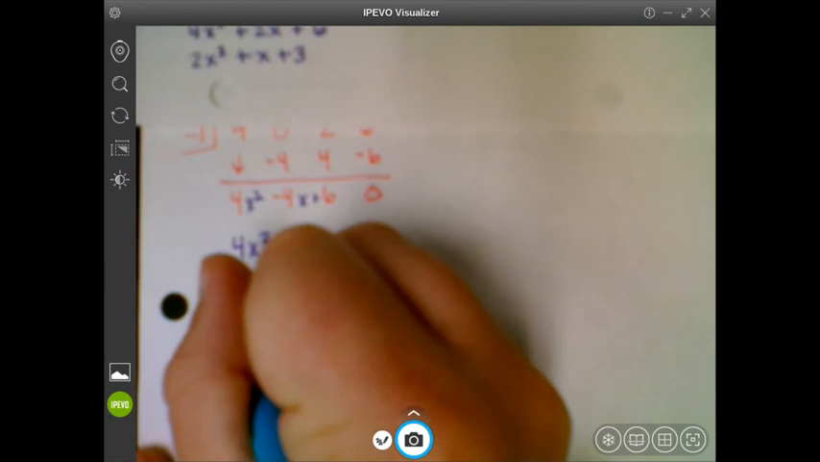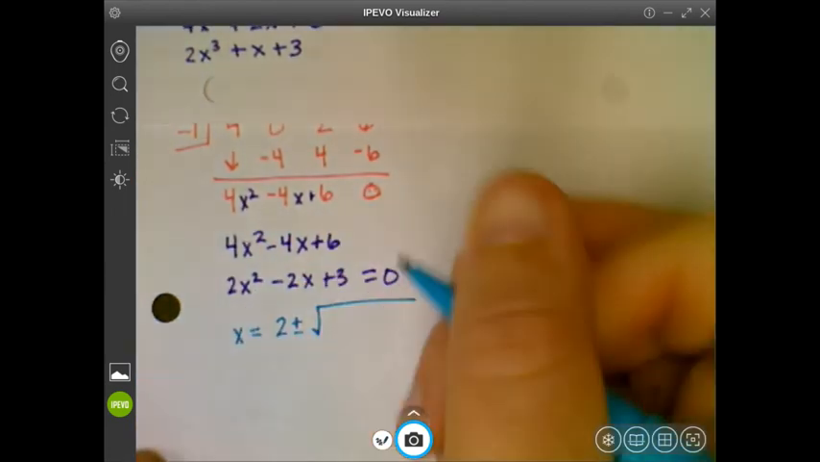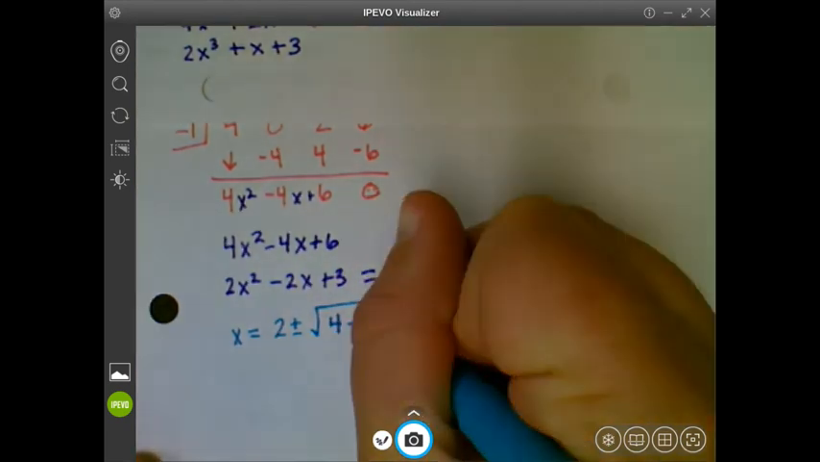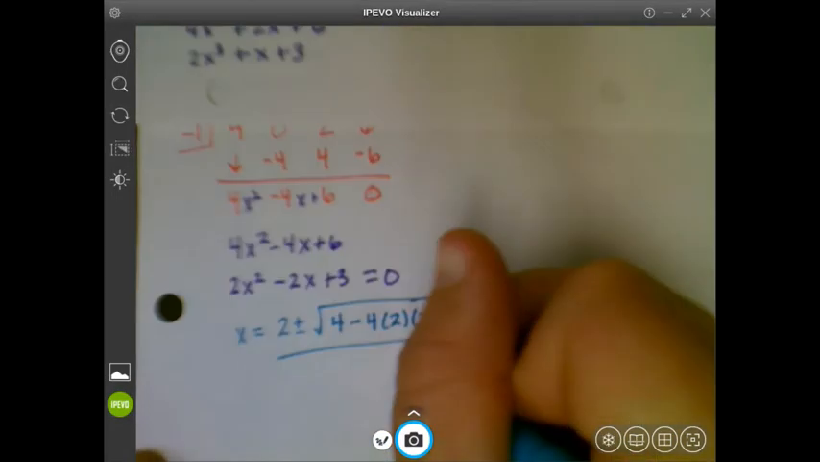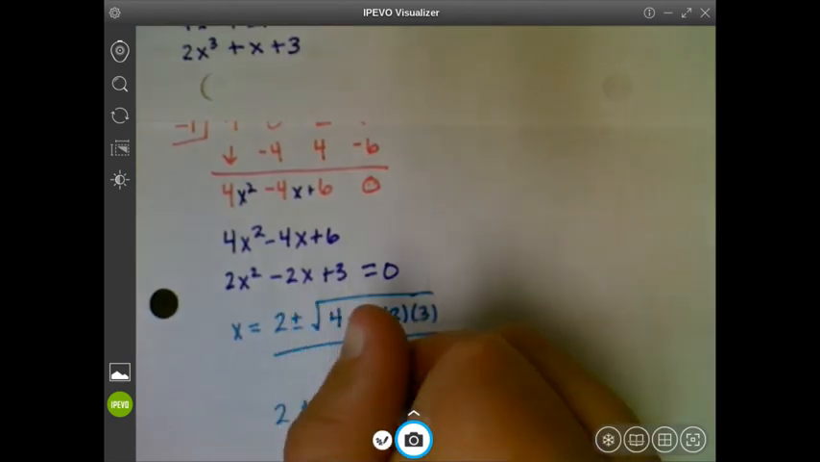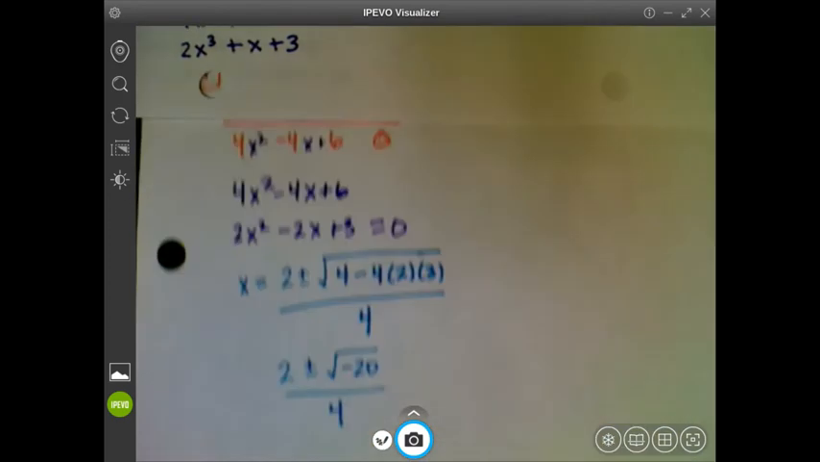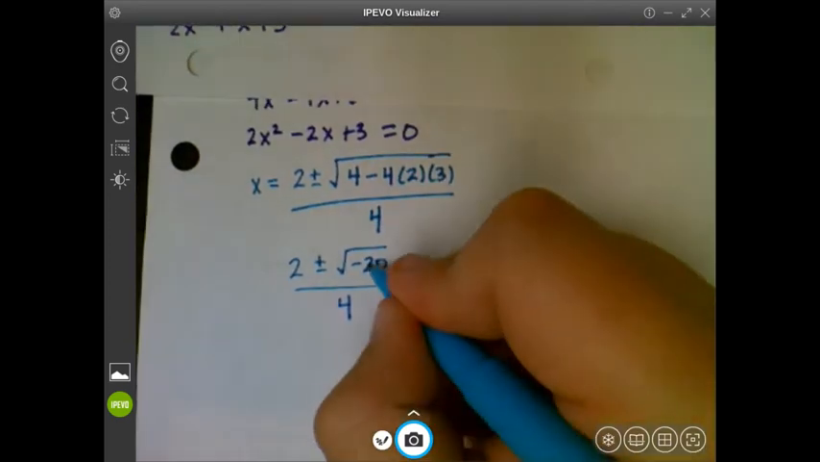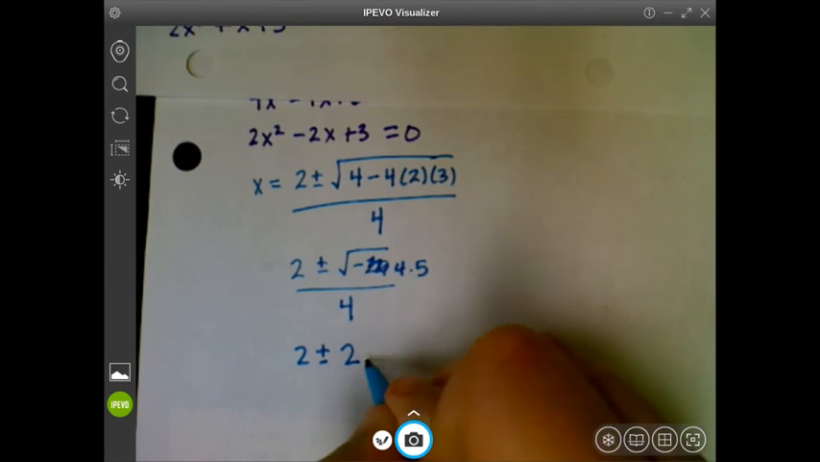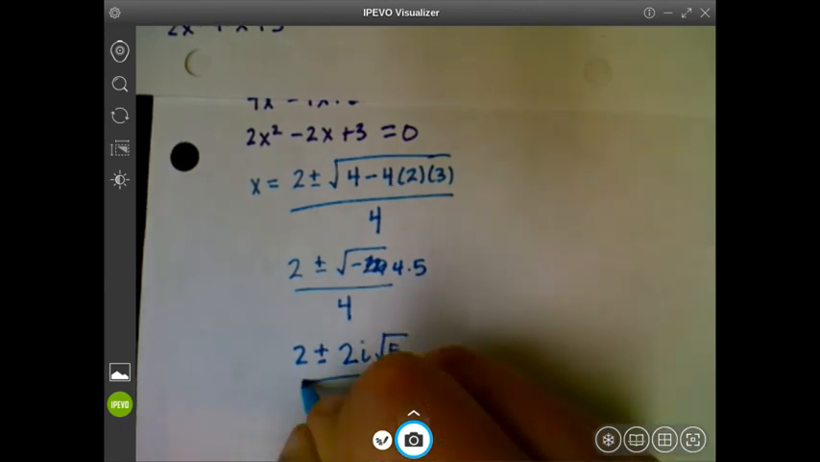So x equals 2 plus or minus square root of 4 minus 4 times 2 times 3 all over 2a, so all over 4. So we have, for the discriminant, 4 minus 4 times 2 times 3, that's -20. So I have 2 plus or minus the square root of -20 all over 4. Working from there, 20 is 4 times 5. So 2 plus or minus, the 4 comes out as a 2. The negative comes out as an i. Square root of 5 all over 4.